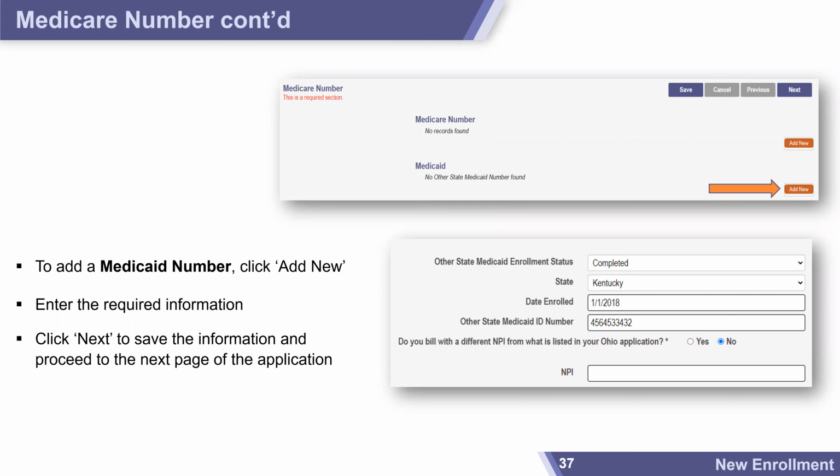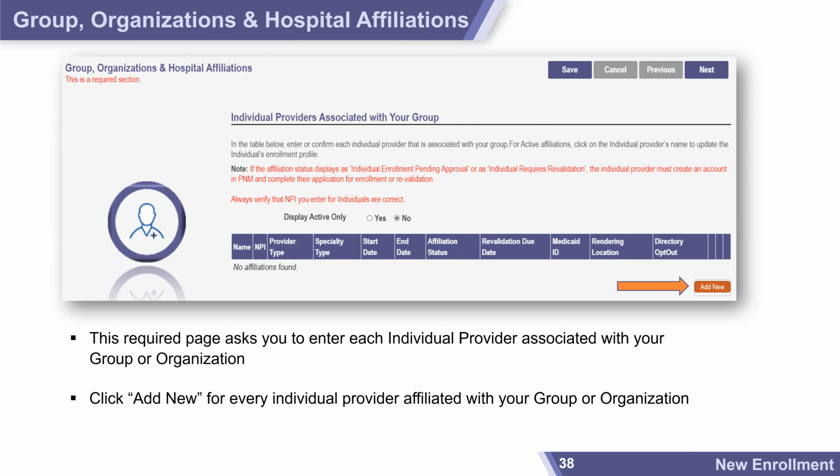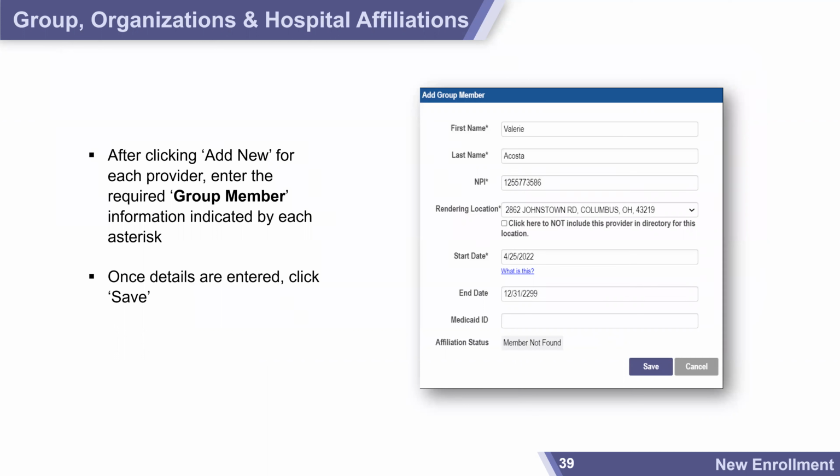Next page is going to be group, organizations, and hospital affiliations. This is where you're going to start to input individual provider names that might be associated with that group by adding new, by clicking that add new button, putting in their information, including their name, NPI number, and rendering location. It's going to default to today for a start date. And then you would just simply hit save.